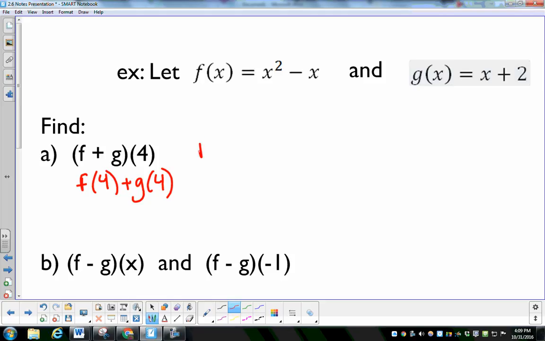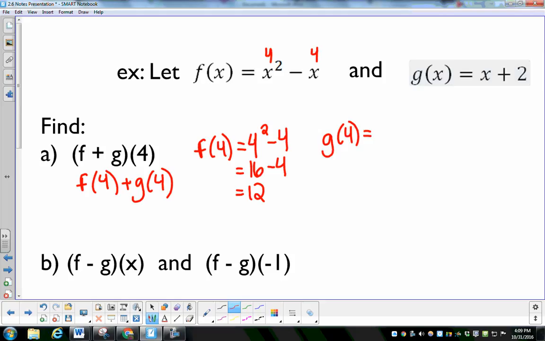So f of 4 means I plug in a 4 for x in my f of x function. So I'm going to be doing 4 squared minus 4, which is 16 minus 4, and that's 12. So f of 4 equals 12. Now let's find g of 4. So I'm just plugging a 4 in for that x. So I'm going to be doing 4 plus 2. So g of 4 is 6.